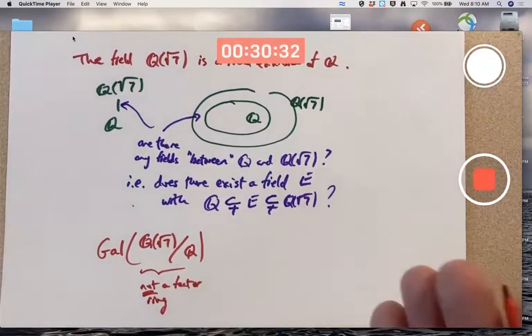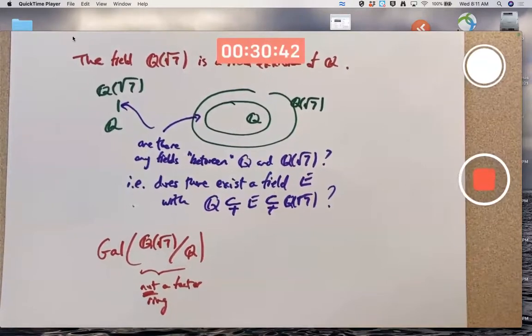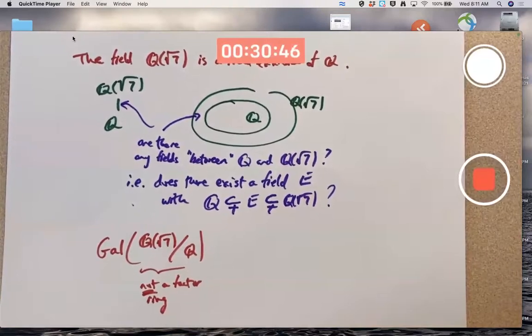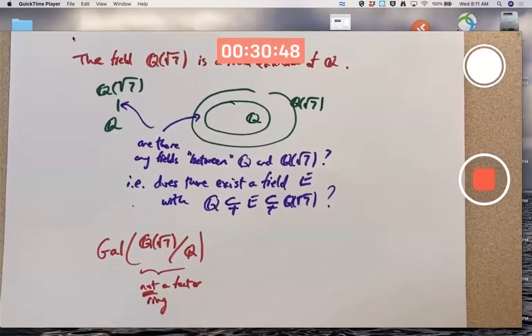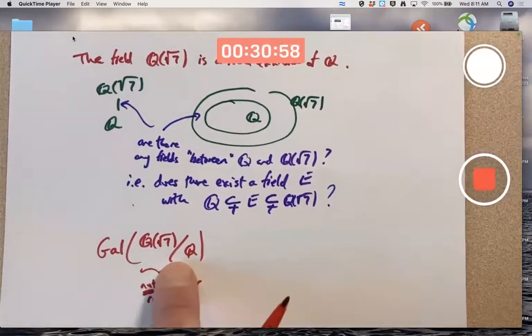You can make a factor ring into a field like we did with our first example today. But you're never taking a field and using an ideal of the field to make a factor ring. I mean, you could, but it would be trivial because the only ideals would be just the trivial subring and the entire field itself. So that's something you never do with fields. You never make factor rings with them.